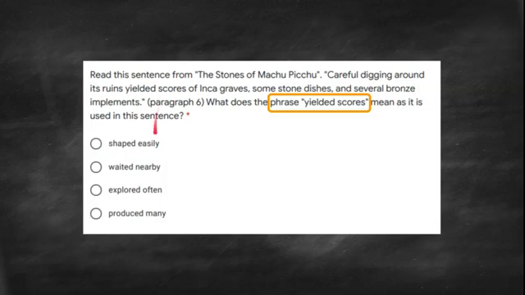So what does? Does it mean that the careful digging easily shaped the Inca graves? The careful digging waited nearby the Inca graves? The careful digging explored often the Inca graves, or careful digging produced many Inca graves? See how it becomes much more clear when you put it in the sentence? That's why we know this last one right here is correct. It produced many. So a yield, you have to think of it like crops. Farmers yield crops because they produce them.